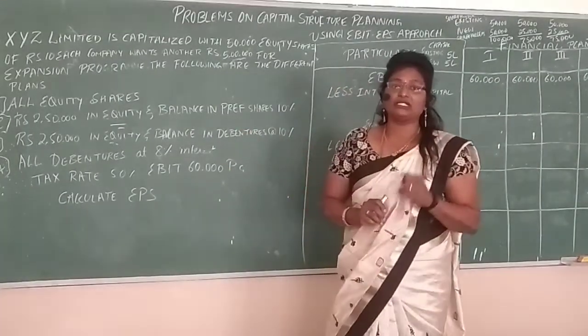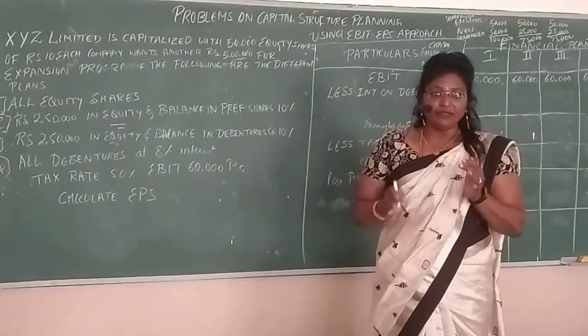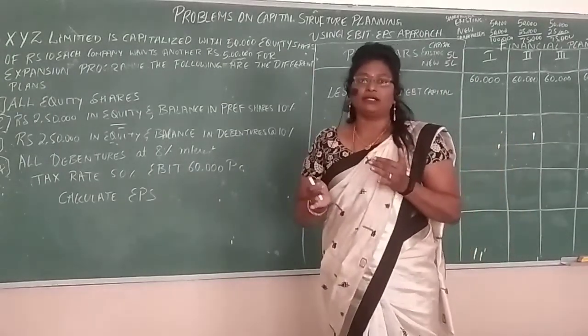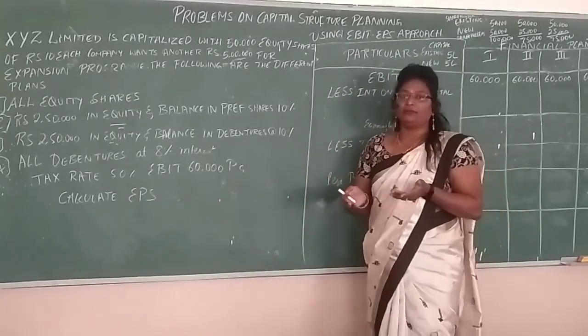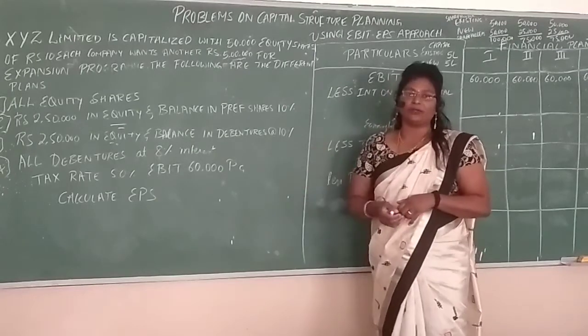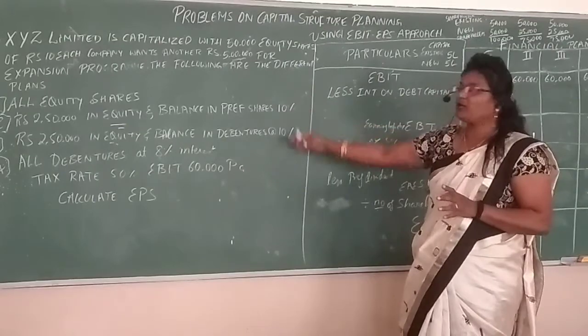That is what we discussed in optimal capital structure. Which is the best option? We'll say whichever gives us minimum risk, minimum cost of capital, and maximum profits to the equity shareholders. That is what optimal capital structure is. So we will find out which is the best plan among these 4.